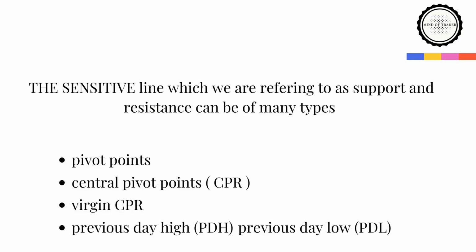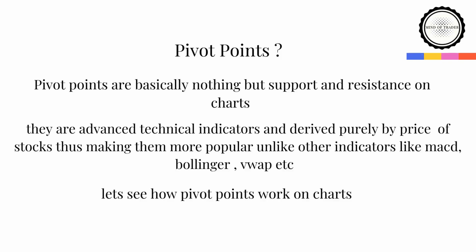See, the sensitive lines which we are referring to as support and resistance are part of technical indicators. For example, pivot points, central pivot points, also known as CPR, previous day high, previous day low, virgin CPR, are few of them. When it comes to support and resistance, from now on, try to have a different perspective for it altogether, because you have already established a foundation. The past few slides, which I have already told you, have already worked as a foundation for support and resistance.